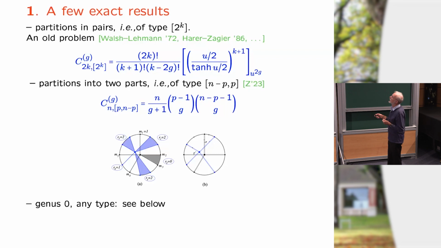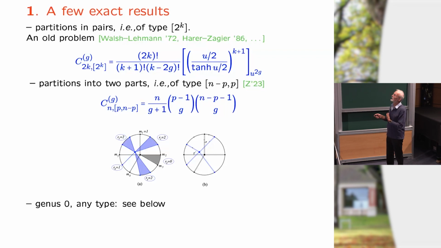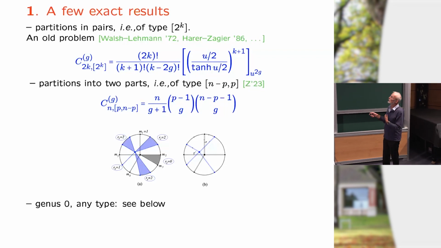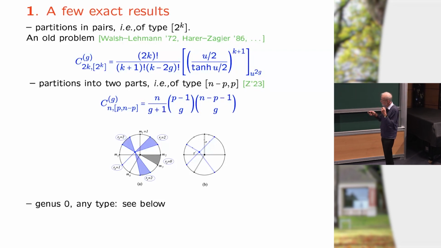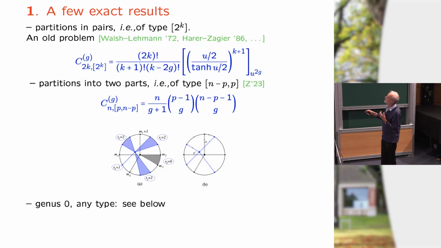So let's say you partition the set n into 2 blocks of size n minus p and p. And then, thanks to a crucial observation of Philippe Di Francesco, who is here, I was able to find this explicit expression for arbitrary genus. And the idea of the proof is, in fact, to reduce your diagram, as I'm going to explain, into something which is simpler.